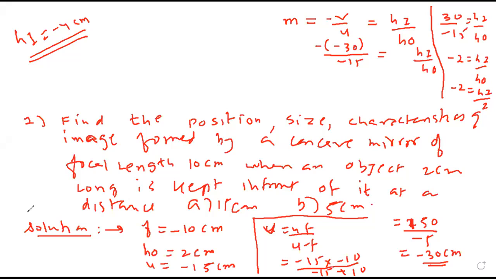So we are getting image real, image inverted at a distance of 30 centimeter on the same side of the object.